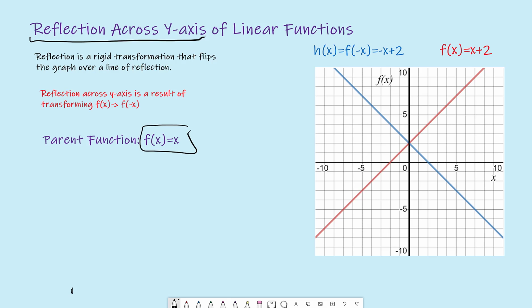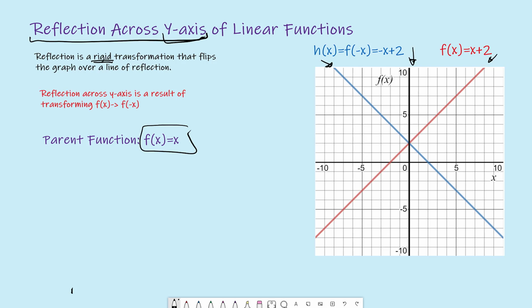So what is a reflection? A reflection is, again, a rigid transformation, so we're not bending. It's a transformation that flips the graph over a line of reflection, and in this case, the line of reflection, because we're talking about the y-axis, is the y-axis. So the y-axis here is in black, and what you can see is there's a reflection here of this red graph into this blue graph here.